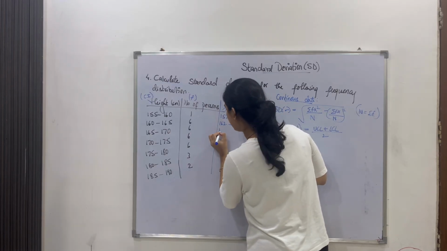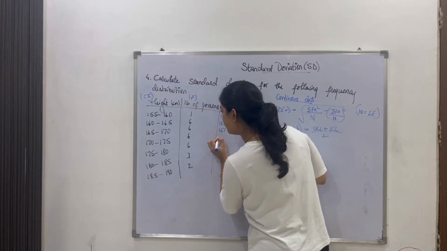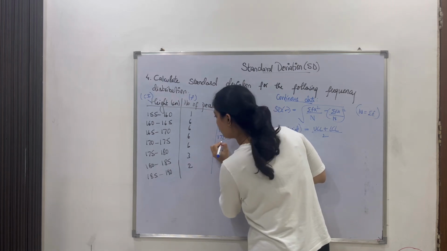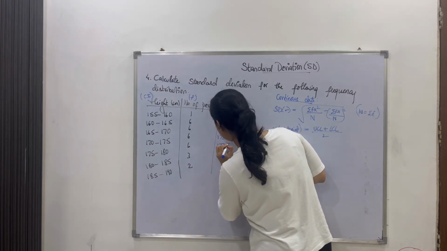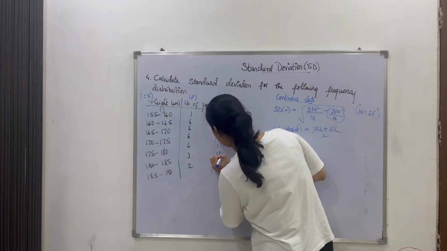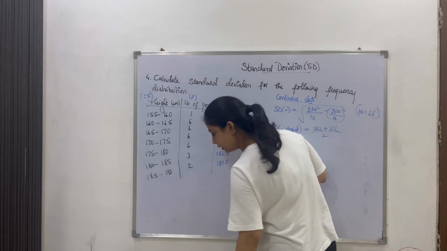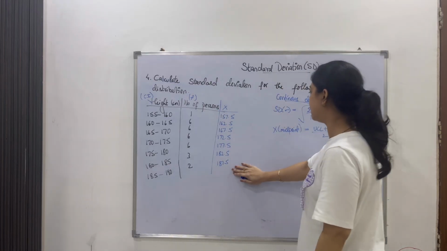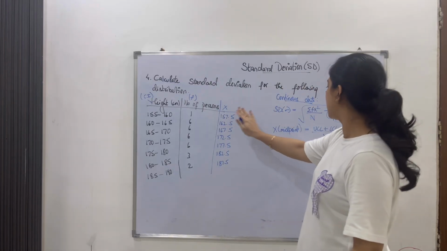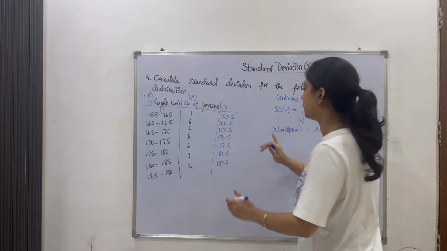162.5, 167.5, 172.5, 177.5, 182.5 and 187.5. These are the x values. Now we need to multiply this x square along with frequency.